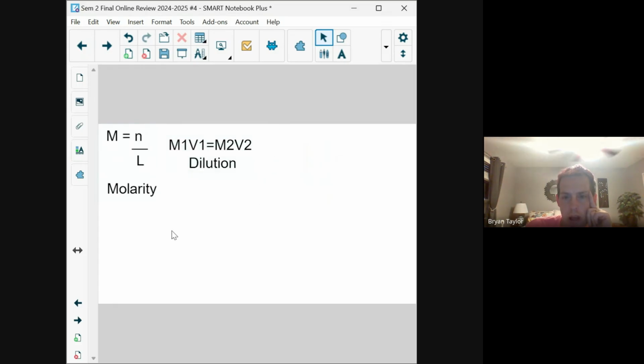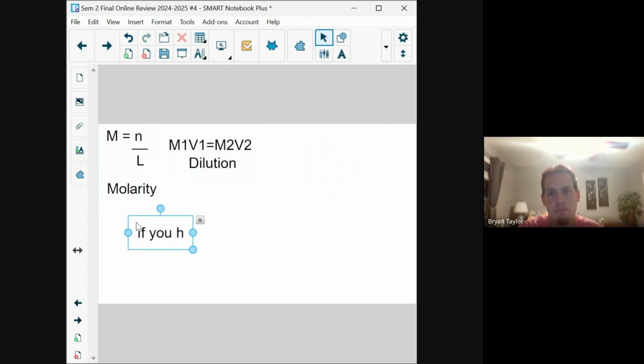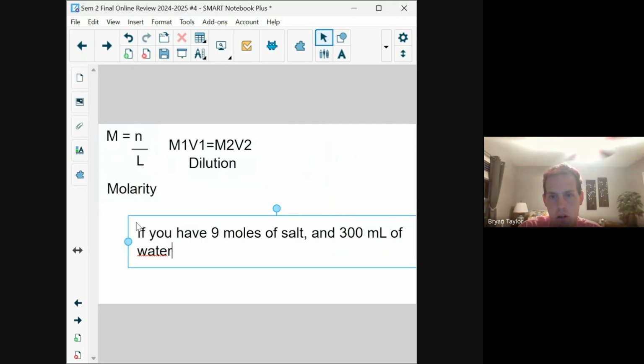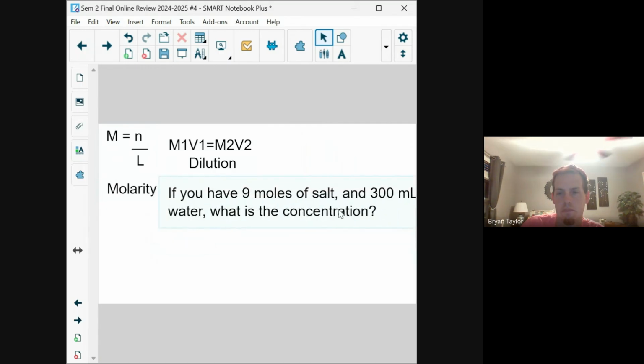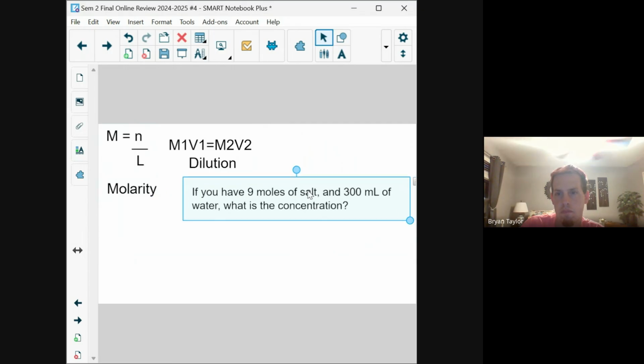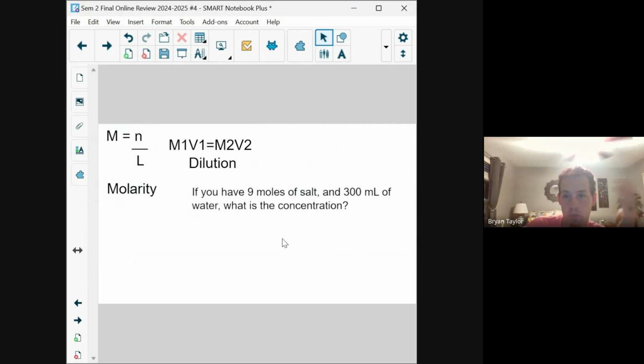So if you have 9 moles of salt and 300 milliliters of water, what is the concentration? So this is the problem. Concentration is again molarity. So no big deal there.